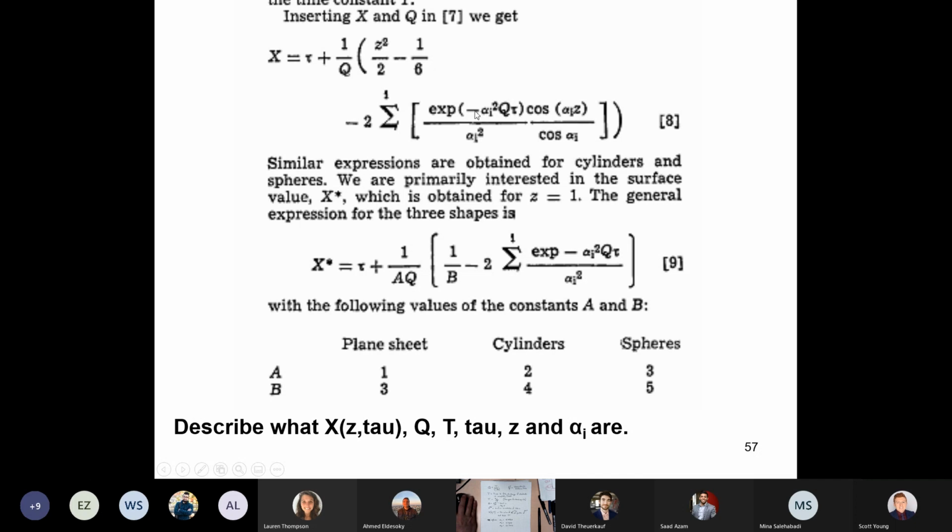And then here's the summation. You can see these alphas. So you have to go to the table and figure out what these alphas are. And then he says we're primarily interested in the surface concentration, X star, which is obtained for Z equals 1. Well, that's right, because remember Z is x over R. If x is equal to R at the surface, then Z is equal to 1. And then you get a formula shown here as equation 9, where there's some funny constants A and B, and these alphas again, and the A and B are shown here, okay?